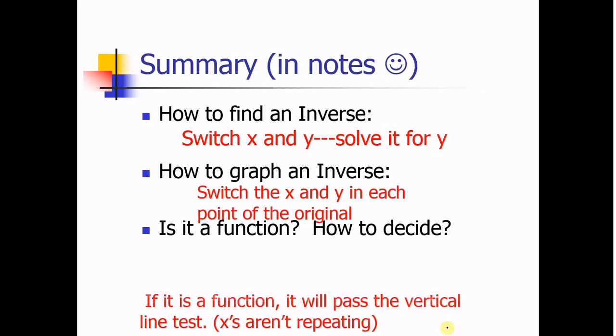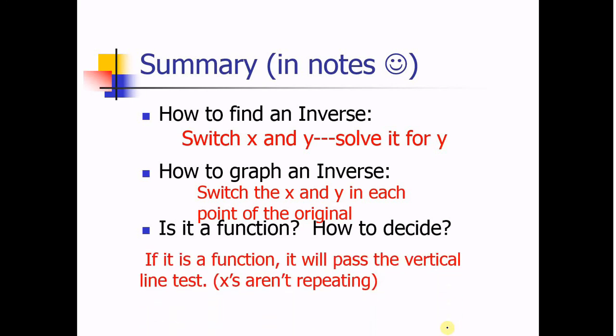Is it a function? How to decide. If it is a function, it will pass the vertical line test, aka x's aren't repeating.